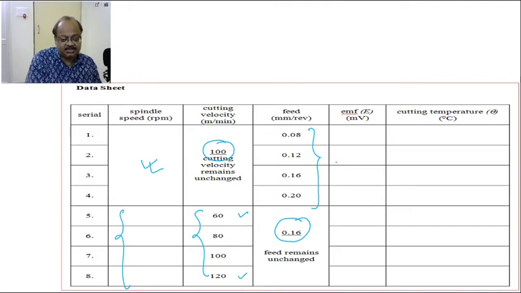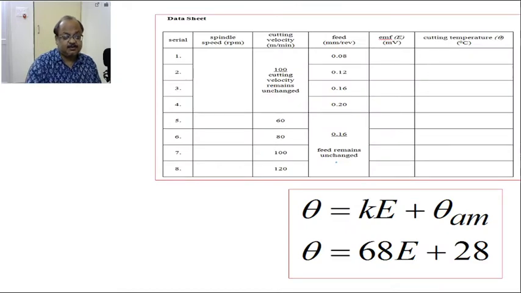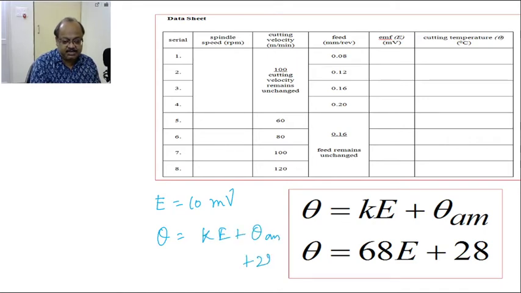Once the measurements are undertaken, you can find out what are the cutting temperatures. For finding out the cutting temperature, say for example, your E is 10 millivolt. In that particular case, your cutting temperature would be K times E plus ambient temperature. Ambient temperature was 28 degree. My K is 68. So 68 times 10 would be 680, plus 28 is equal to 708 degrees centigrade. So this is the way cutting temperature can be found out.